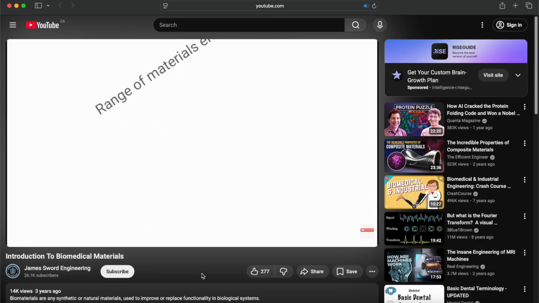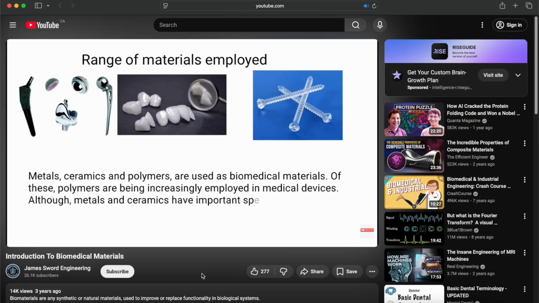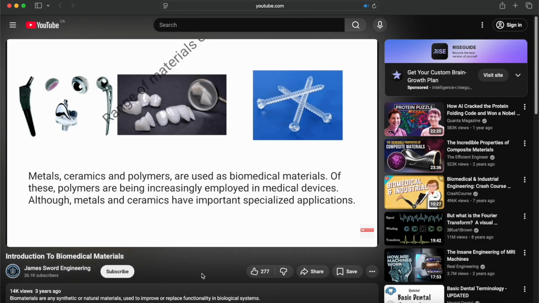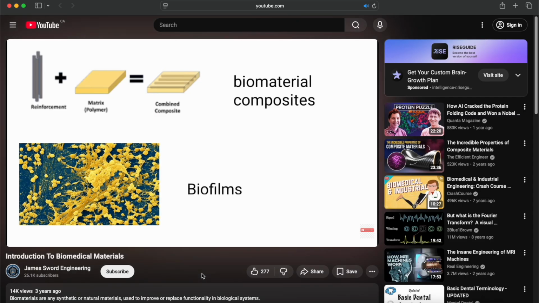Range of material employed. Metals, ceramics and polymers are used as biomedical materials. Of these, polymers are being increasingly employed in medical devices, although metals and ceramics have important specialized applications. Other materials employed include biomaterials, composites and biofilms.